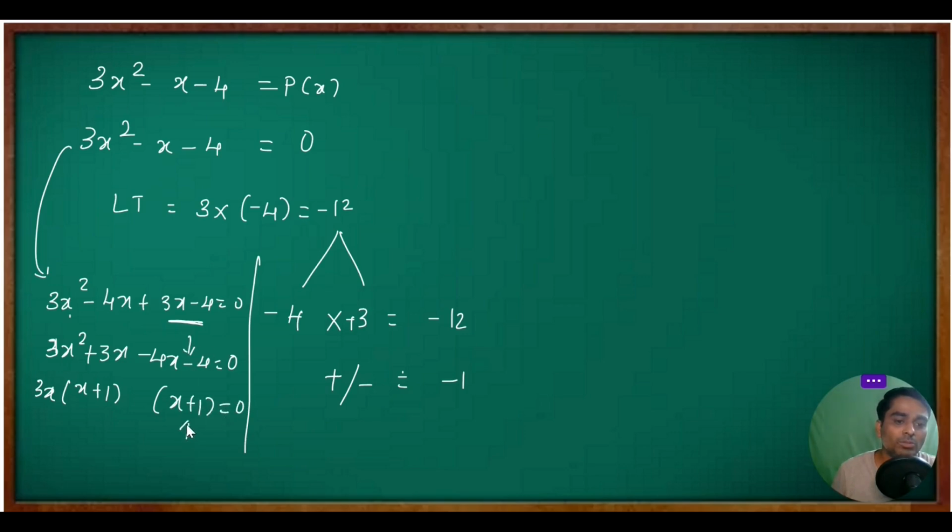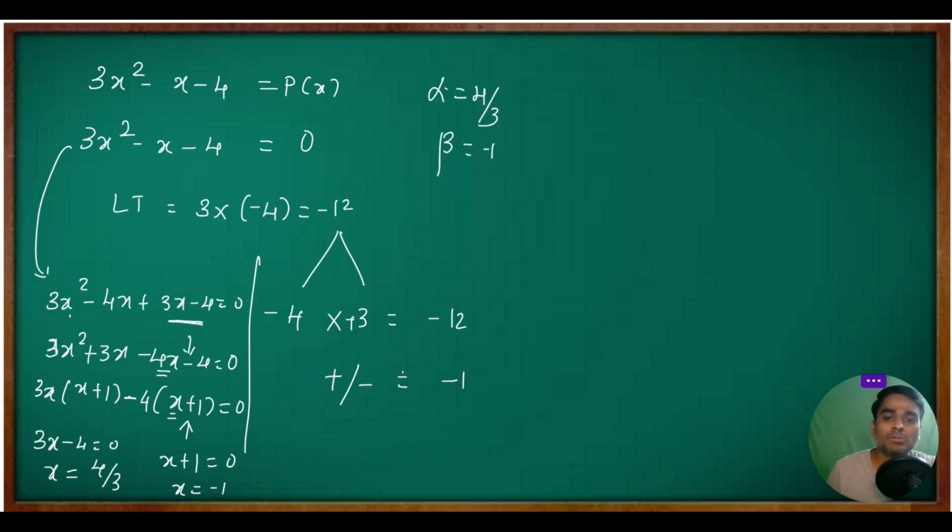Now you can see up you had minus, down you have plus. That means minus has come out. And here only x is there. Up you had 4x, therefore 4 has come out. So you have two roots, 3x minus 4 equal to 0, then x plus 1 equal to 0. From here you will get x equal to 4 by 3. From here you will get x equal to minus 1. Alpha is 4 by 3 and beta is minus 1. Let's verify now.